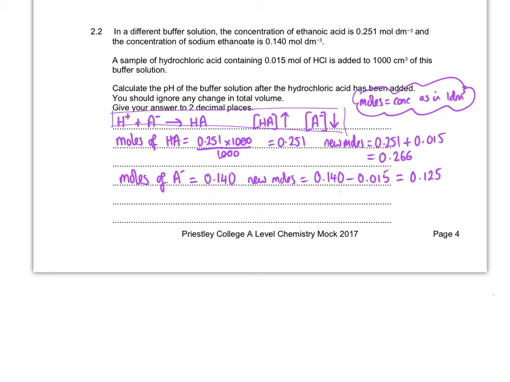Okay, so I now need to work out my new hydrogen ion concentration. So it's going to be Ka, which is still the same. It's not given us another value, so we can assume Ka is going to be identical. So it's 1.74 times 10 to the minus 5 times HA.